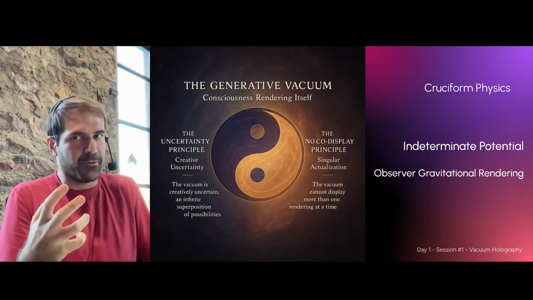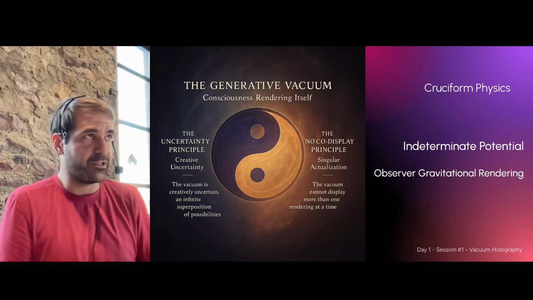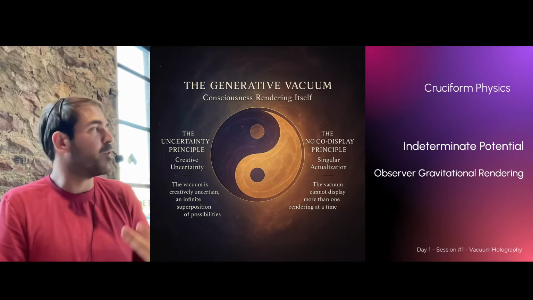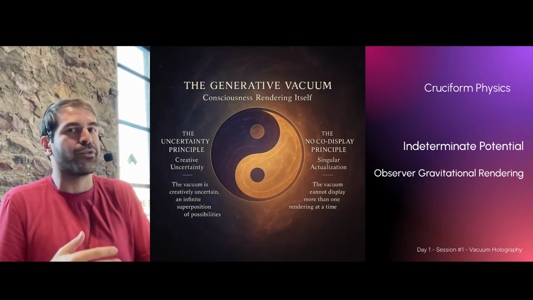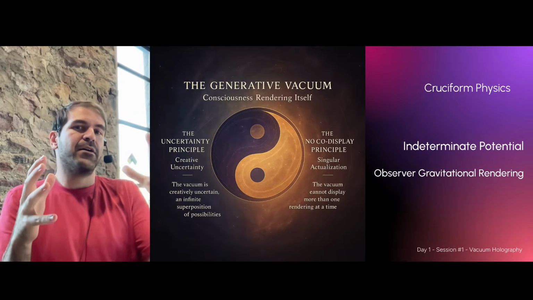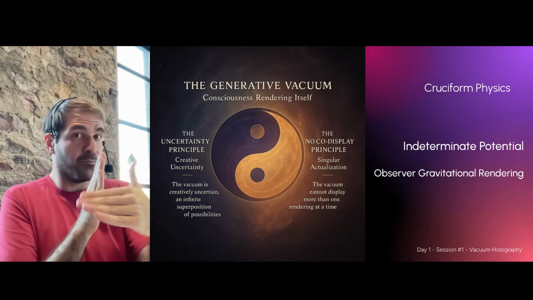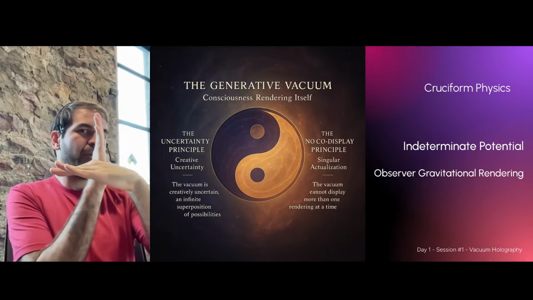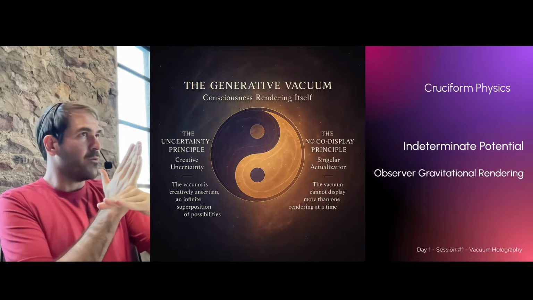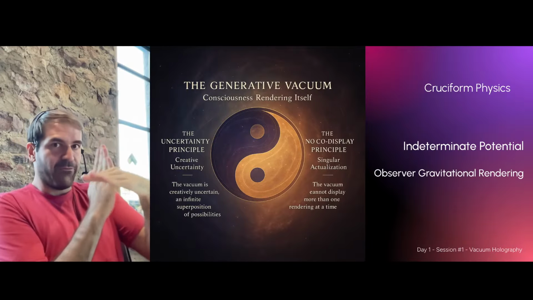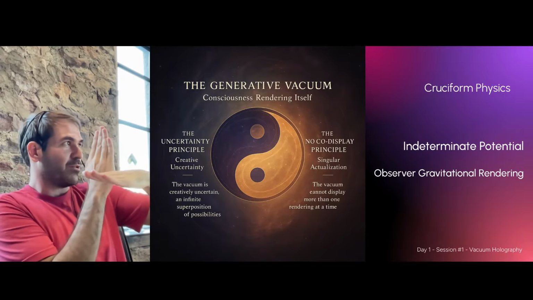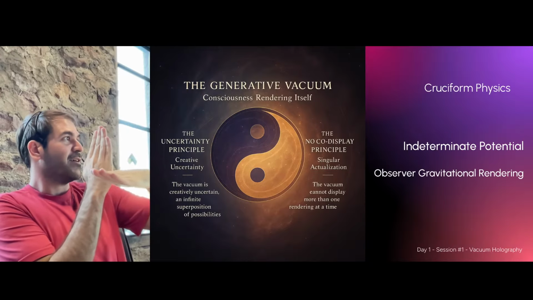One of them pays deep respect to Werner Heisenberg with the uncertainty principle, and the other one pays deep respect to Niels Bohr with what he called complementarity, but we're going to evolve that a little further, and we're just going to say it's the no-code display principle. And those two things together, this is what Bohr was also hinting at, they make two orthogonal absolutes. So the fact that you can have infinite potential here's infinite potential. The other orthogonal absolute to infinite potential is rendering.